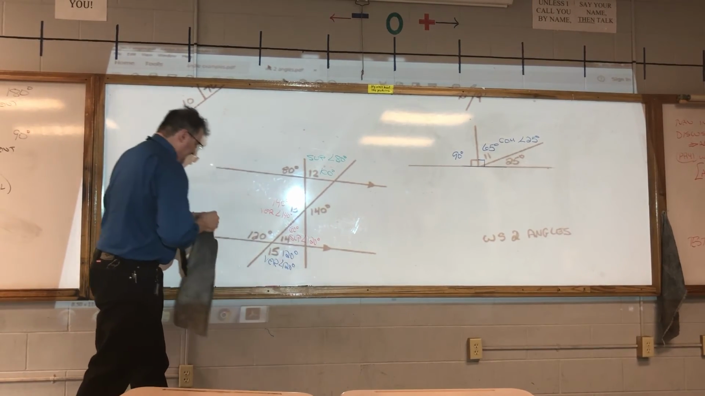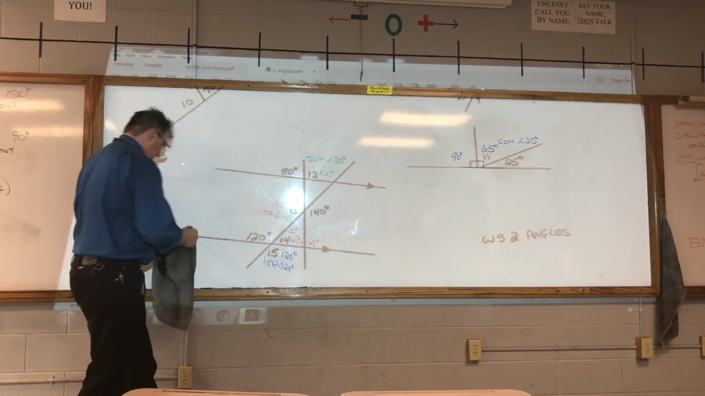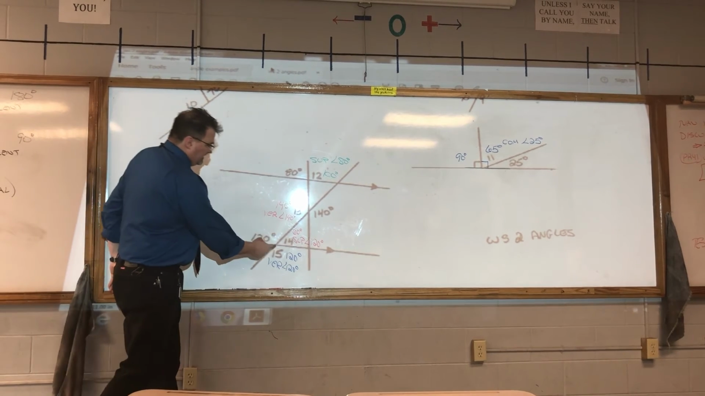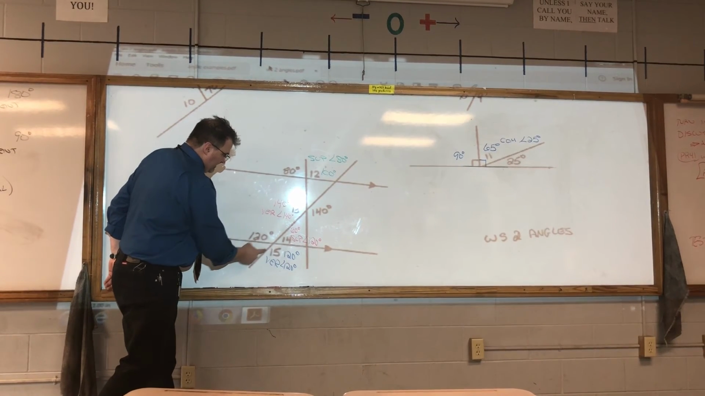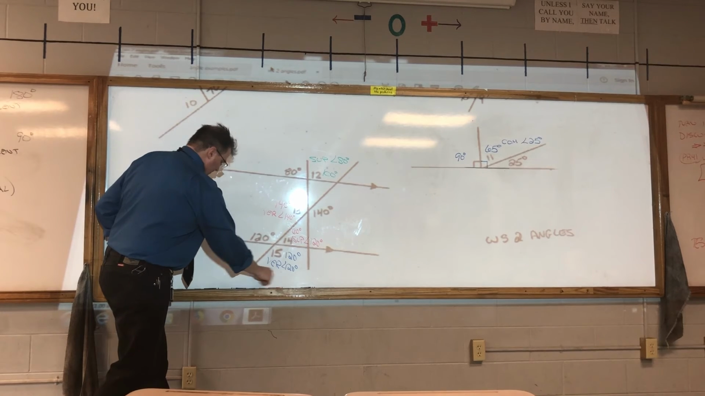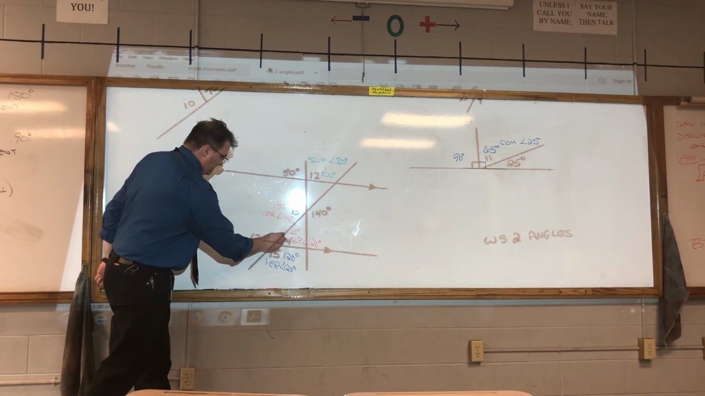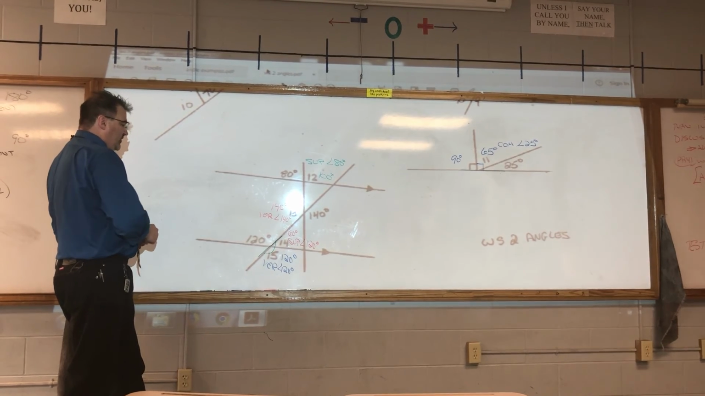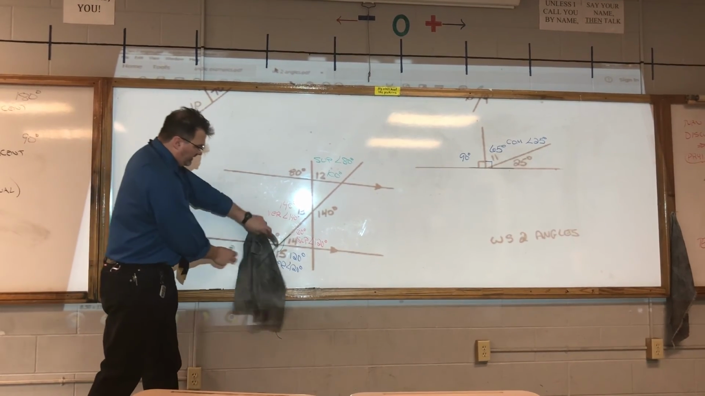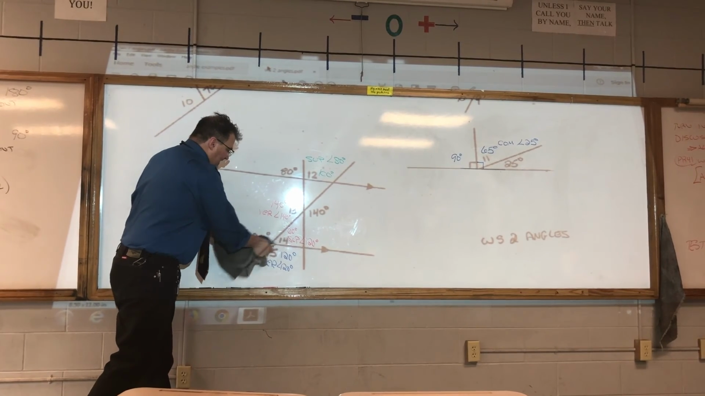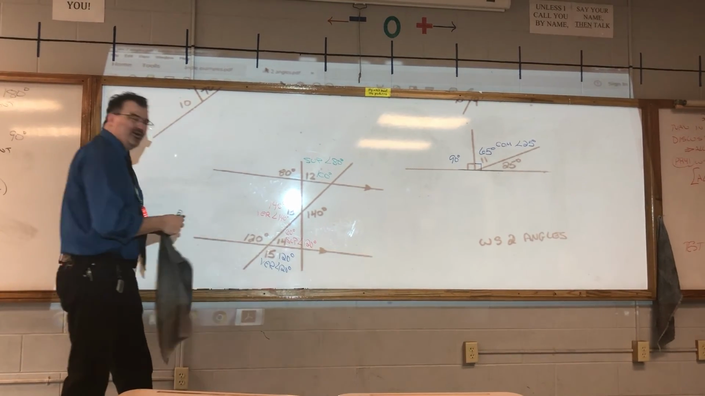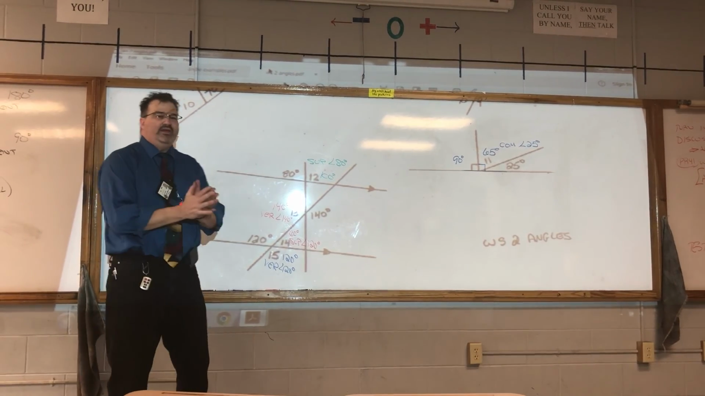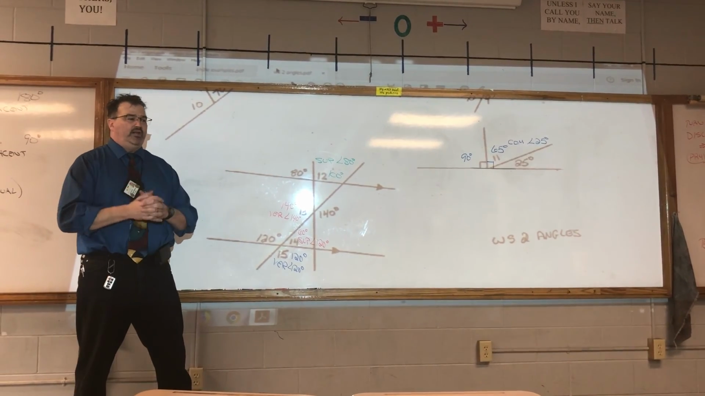Oh, and last but not least, I get it now. I can also say that it's supplementary to angle 14. You can see it forms a straight line right here with angle 14. I already know the measure of angle 14, so I could do supplementary there as well. But I come back to, if it's vertical, I don't have to do a calculation. I know it's equal.